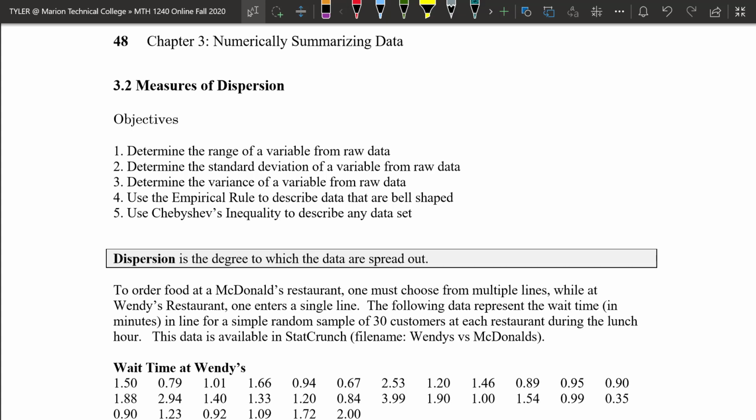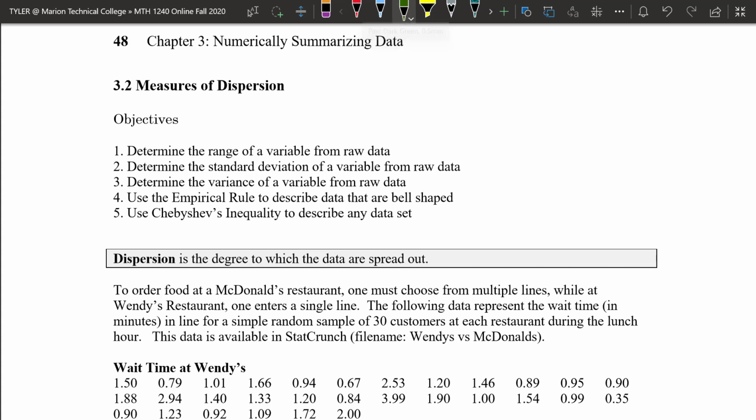Hi, so we're ready to look at section 3.2, which looks at measures of dispersion. We have 5 objectives in this section. 1, we want to be able to determine the range of a variable from raw data. 2, determine the standard deviation of a variable from raw data. 3, determine the variance of a variable from raw data. And 4, use the empirical rule to describe data that are bell-shaped.